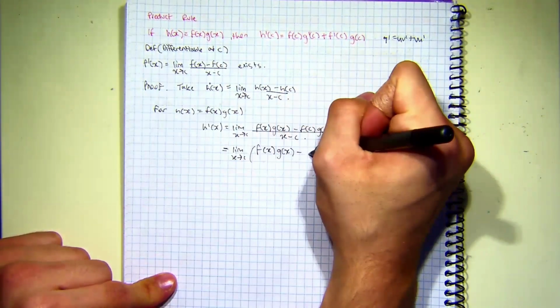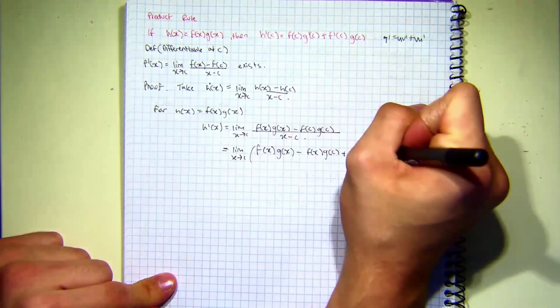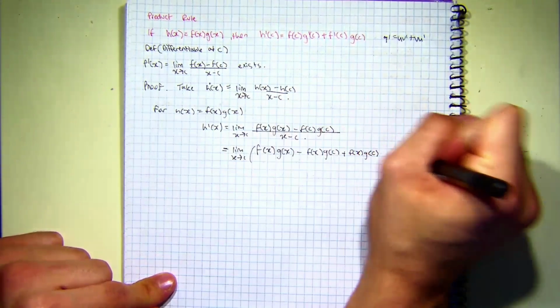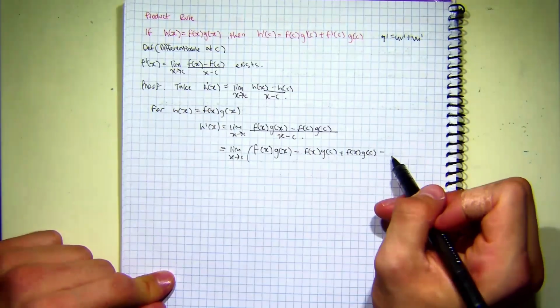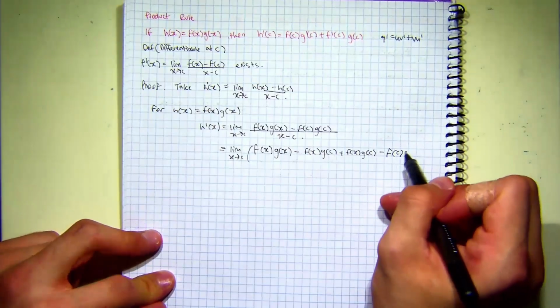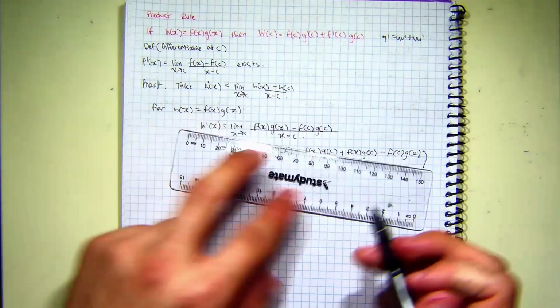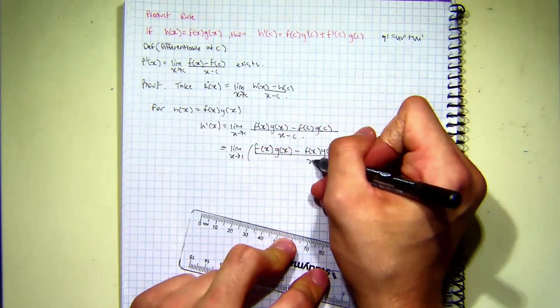Now let's just subtract and add f of x times g of c. Okay, which is just the same as adding 0, so we can do this. Now I'll just subtract f of c times g of c on the end here. Okay, so this is exactly the same over x minus c.